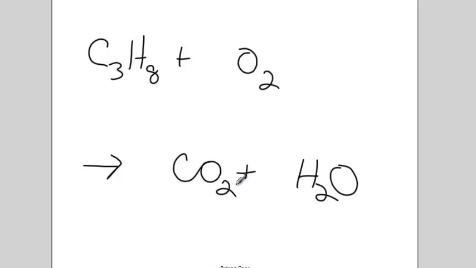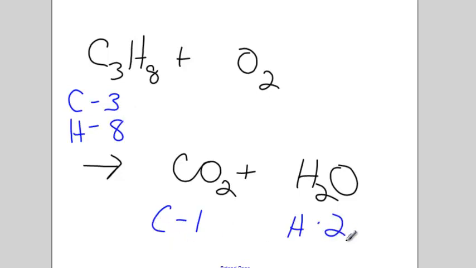So, here's what I'm going to do. I'm going to do the C's first. I have 3 C's over here and only 1 C over here. Might as well list them out. I have 8 H's over here and 2 H's over here. I have 2 O's here and I have 3 O's here. Okay, now I'm going to do the C's first. I have 3 C's. So here's my 3.